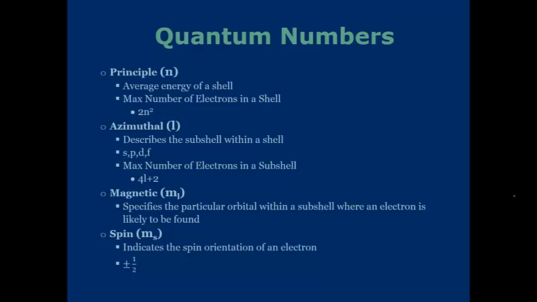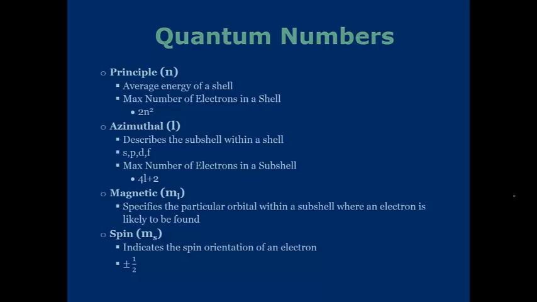Going further into quantum mechanics, we're going to go into quantum numbers, or the numbers assigned to electrons. There are 4 in particular. The principal is the average energy of a shell, and it gives the max number of electrons possible in a shell, given by the equation below. The azimuthal is described as the subshell within said shell. This is where the denotations of s, p, d, and f come from, which I'm sure you're aware of. The max number of electrons in a subshell is noted by 4l plus 2.